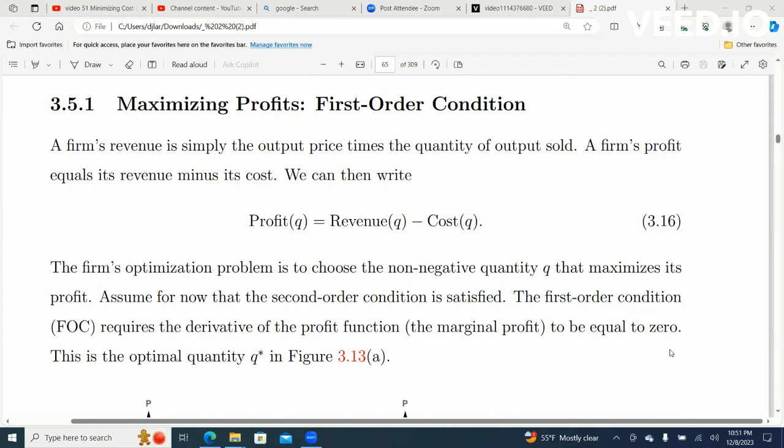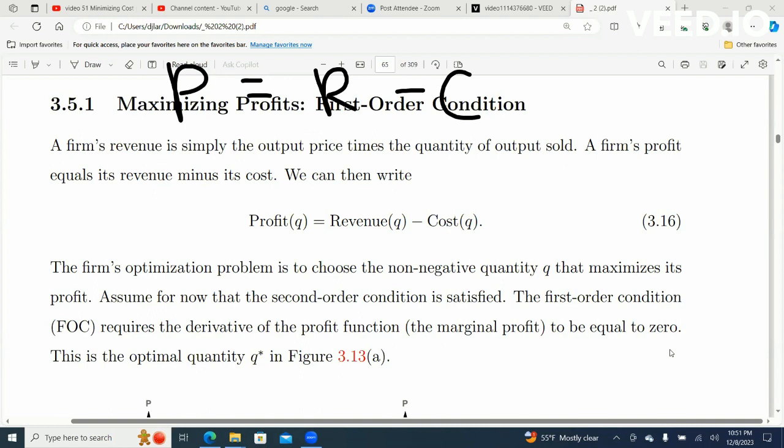Maximizing profits, first order condition. I think just about anybody in the world, even with no background, understands that profit equals revenue minus cost. These are what I call the two most fundamental things. First of all, profit is a function of Q, quantity produced, but profit is always going to equal revenue minus cost. It's so obvious that profit equals the money we make minus the money we spend.